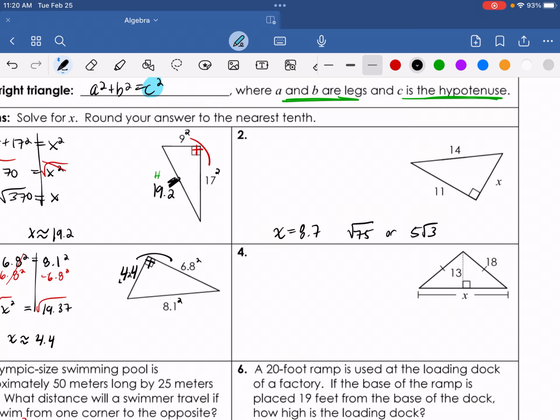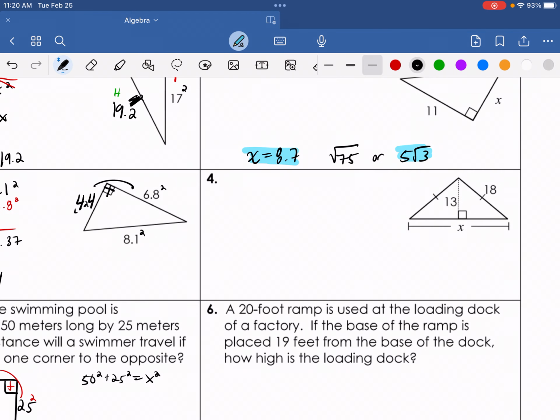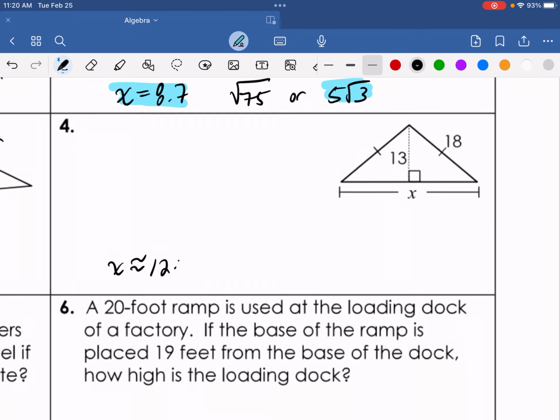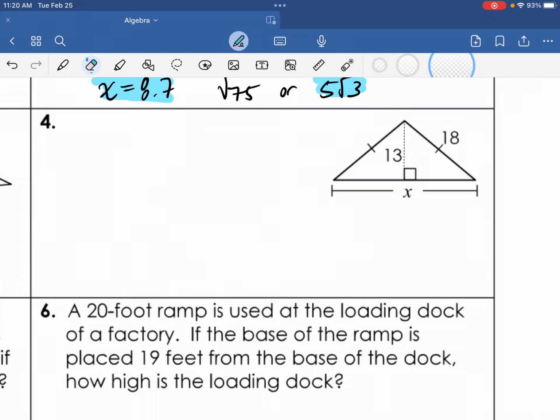I would really want to see all those 3 answers. You have the simplified radical, and then the decimal, and then square root 75 if you leave it. For number 4, x is an estimate of 12, no. Oh, okay. For this problem, maybe I will do this one.